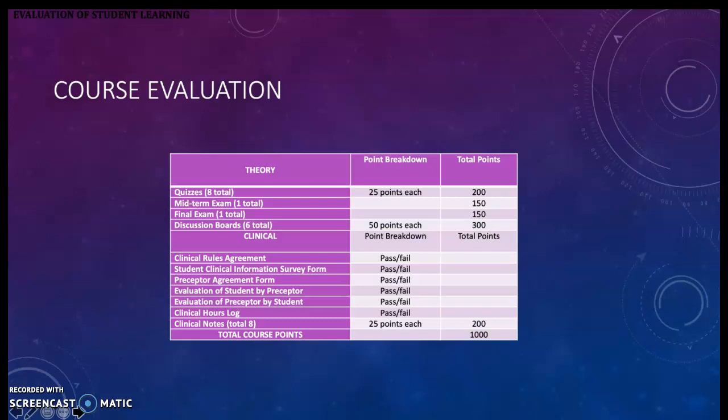In clinical assignments, there are 8 total clinical notes worth 25 points each. The total points for this course is 1,000. There will also be some clinical assignments that will be pass-fail. That includes the Clinical Rules Agreement, Student Clinical Information Survey Form, Preceptor Agreement Form, Evaluation of Student by Preceptor, Evaluation of Preceptor by Student, and the Clinical Hours Log.